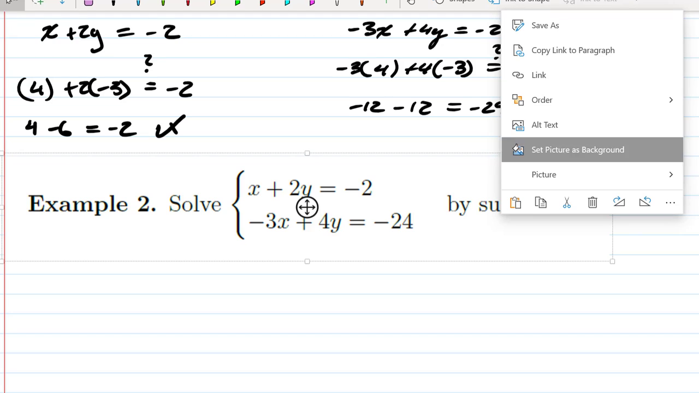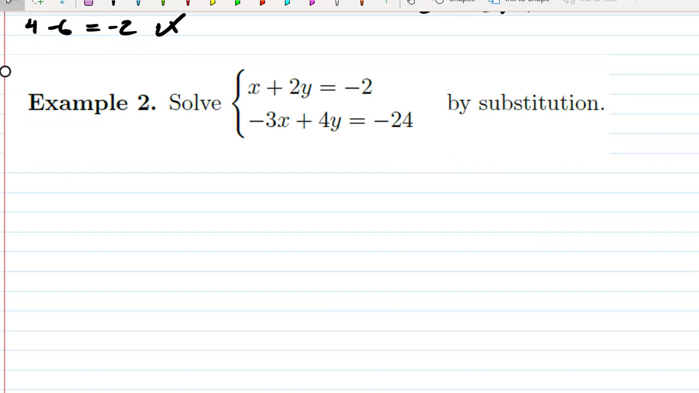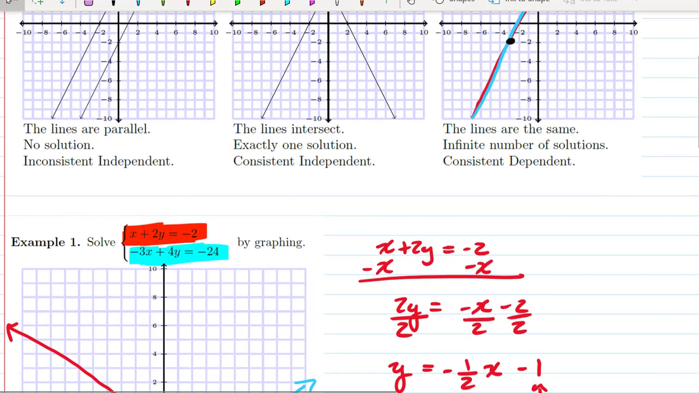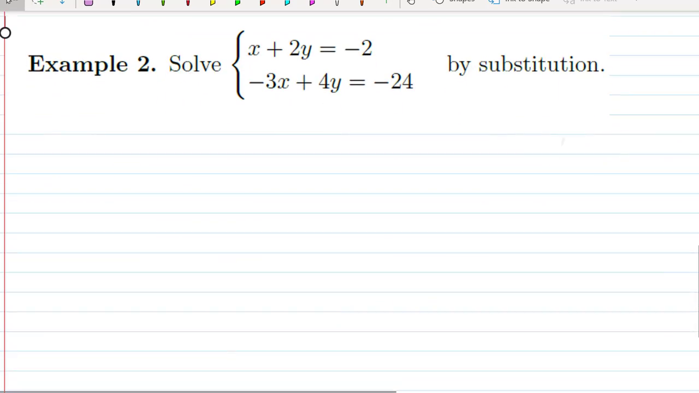So I wish to solve x plus 2y equals negative 2, negative 3x plus 4y equals negative 24 by substitution. You might notice this is exactly the same problem that we did in example 1, but this time we want to use a different method.